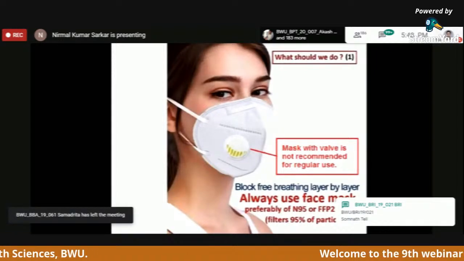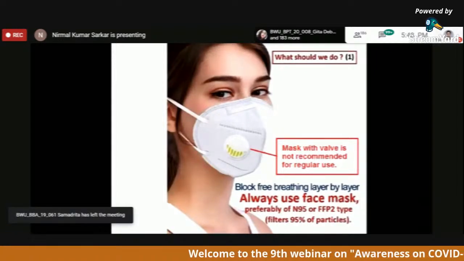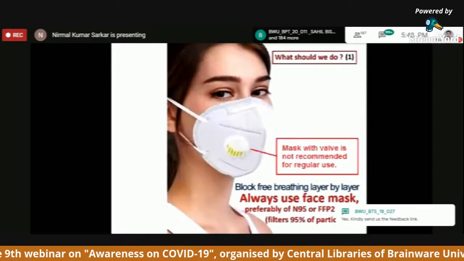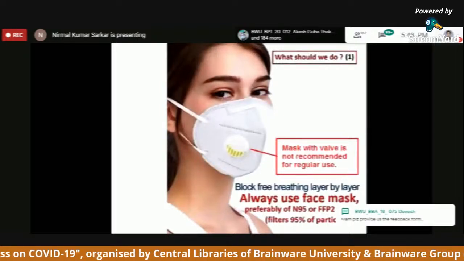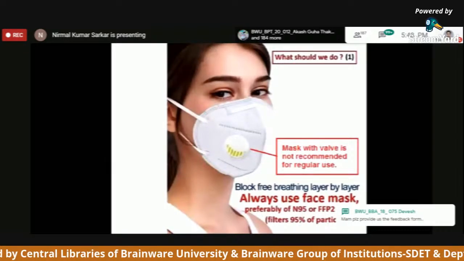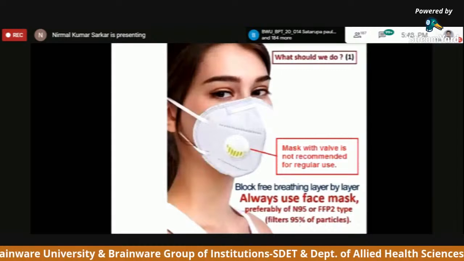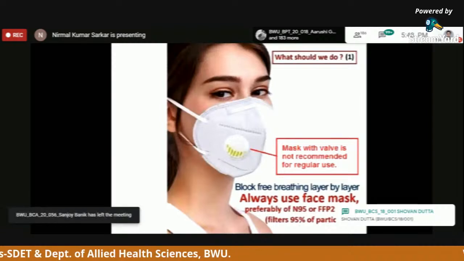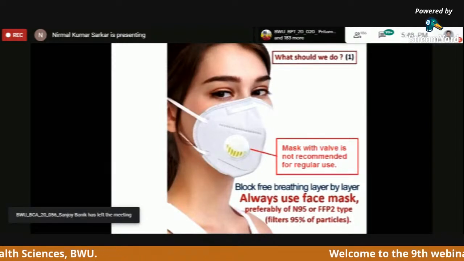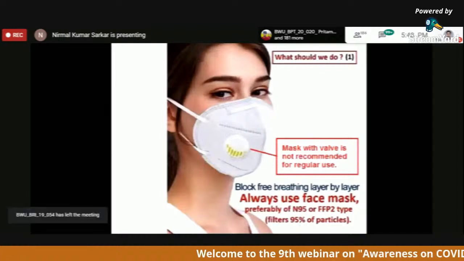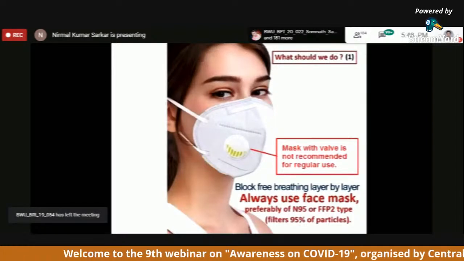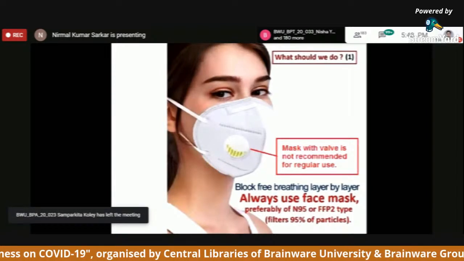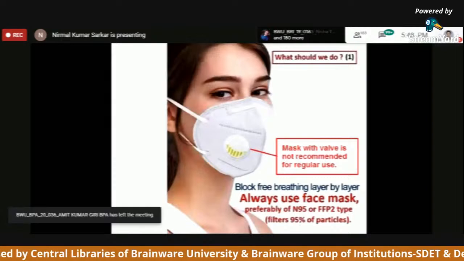to wear a mask with a valve, because when we are exhaling air, when we are giving out air from our lungs, the air pressure inside the mask increases. And due to that increased pressure, the valve opens outward. The valve of the mask opens outward. Therefore, if the person has got any infection by coronavirus, the viral particles may spread outward along with the exhaled air or expelled air.